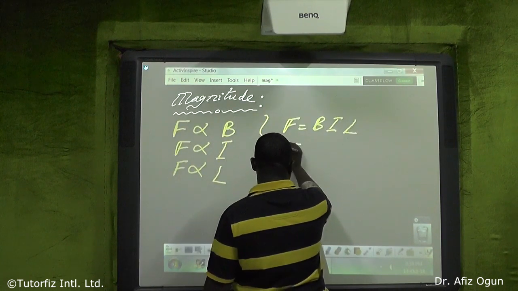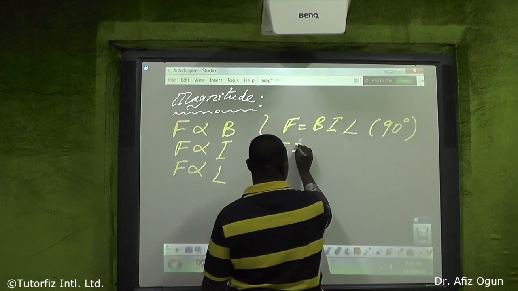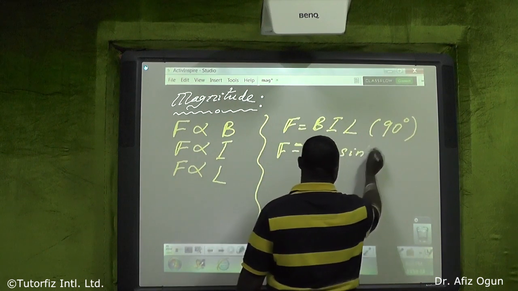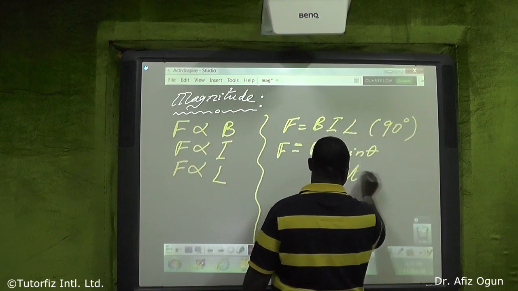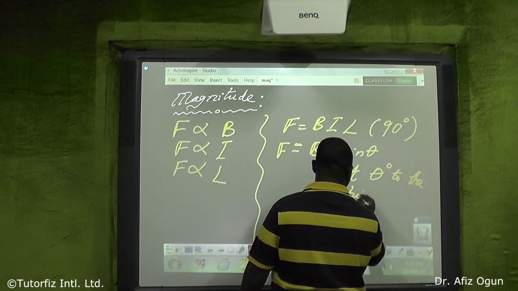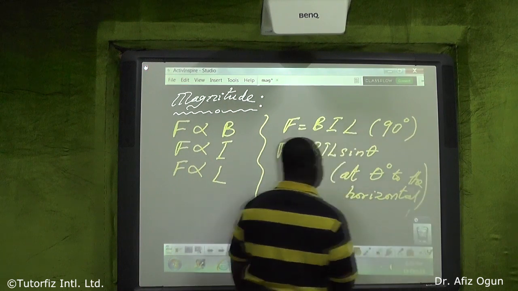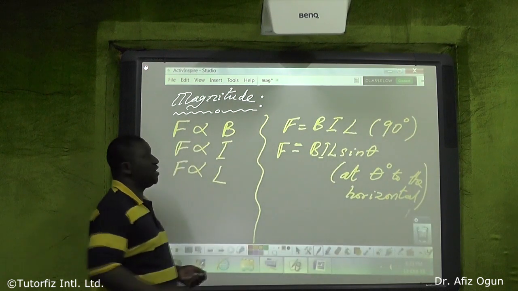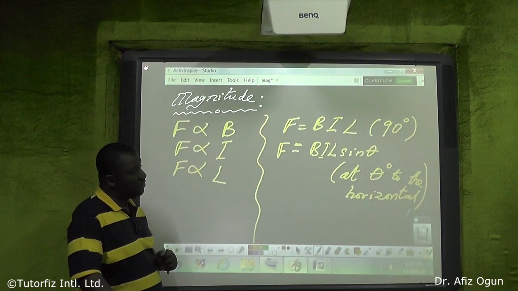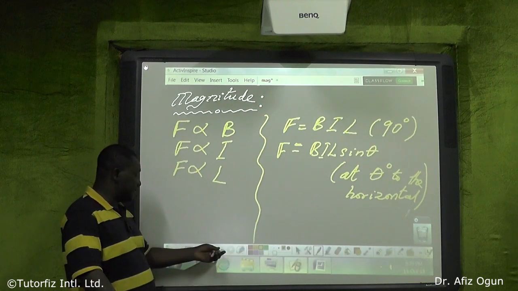In that case, this is 90 degrees. So BIL sine theta at theta degrees to the horizontal. So this is what you have: BIL at 90 degrees. But at angle theta to the horizontal, we have F equals BIL sine theta.